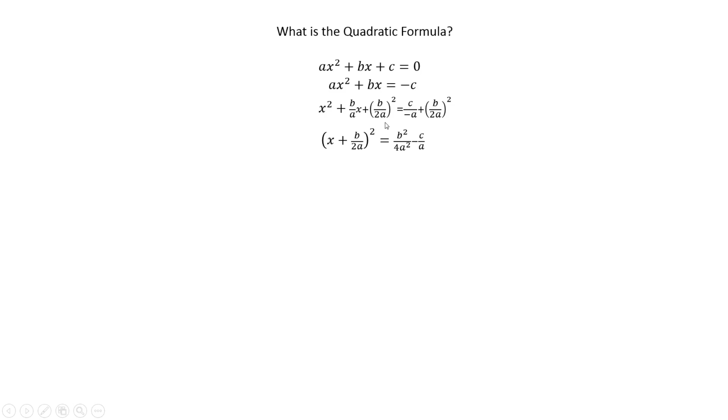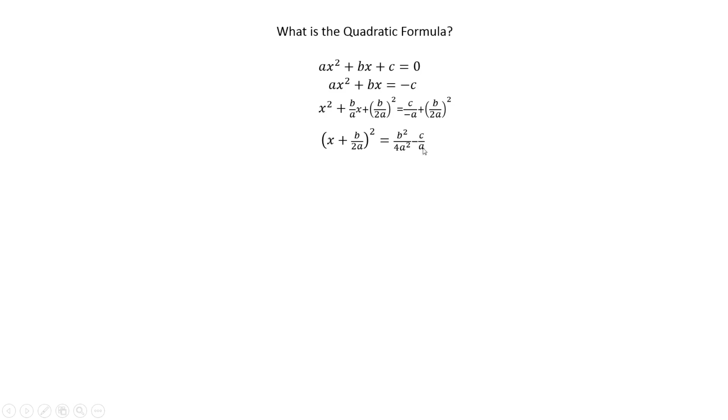Also notice that over here, I know some people have been taking this and moving it down. This b over 2a squared is part of x plus b over 2a squared. If we multiply this out, we would get this trinomial here. So we have b squared over 4a squared minus c over a.